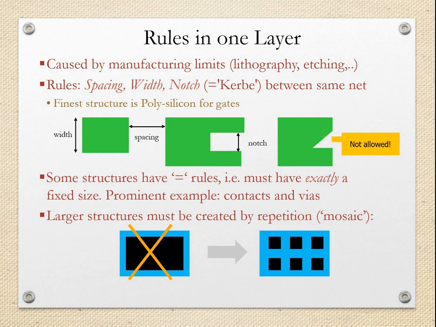For preparing that, different rules are used, caused by the manufacturing limits, that is lithography and etching. Which are these rules? Spacing, width, and notch between the same net. When the nets are prepared, these are the rules that we have to follow. Some structures must have exactly a fixed size, for example contacts and vias. For contacts and vias, a particular size is a must.